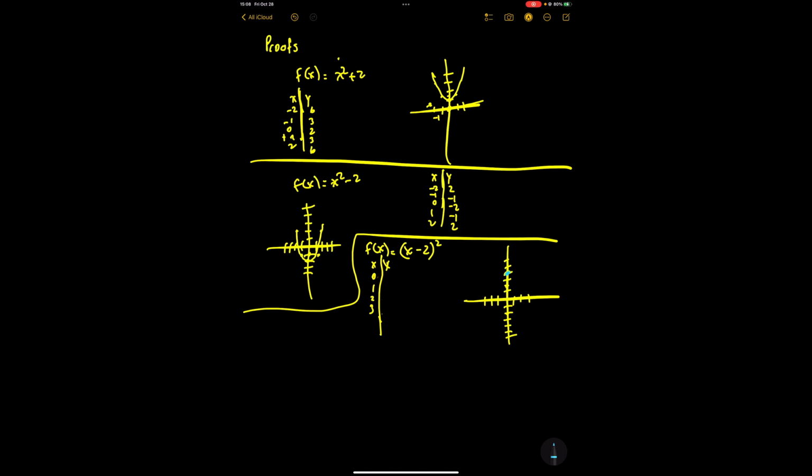At 1, we're going to have 1 minus 2 is negative 1. Squared is going to be positive 1. So at x equal to 1, y is equal to 1. That's right here. At 2, we're going to have 0, so it's 2, 0 right here. 3 is going to be 1, so 3, 1.